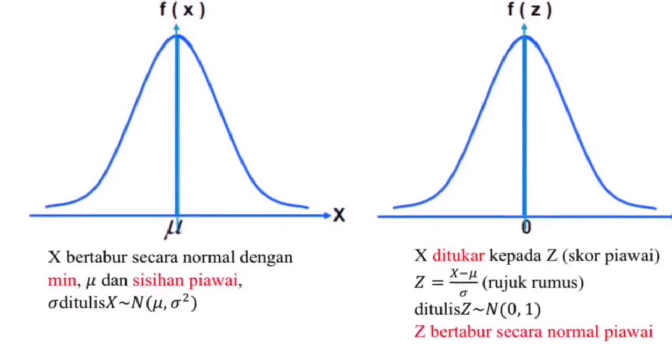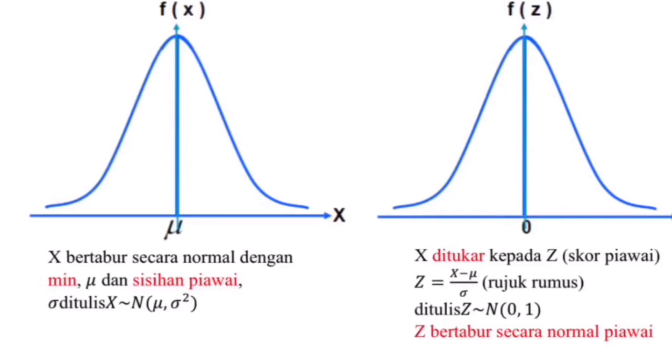When you look at the graph, you notice that for x, at the middle, it must be the mean. It must be symmetrical with x equal to the mean.